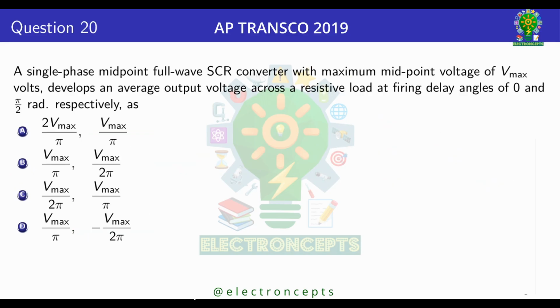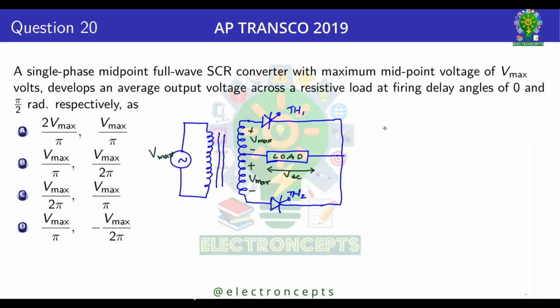Question number 20. A single phase midpoint full wave SCR converter with maximum midpoint voltage of Vmax. We need to find the average output voltage across a resistive load for firing angle of 0 radians and pi by 2 radians. Let us quickly draw a circuit diagram of single phase midpoint full wave SCR. For single phase full wave SCR converter, the average output voltage across resistive load is given by VDC is equal to Vmax by pi into 1 plus cos alpha.